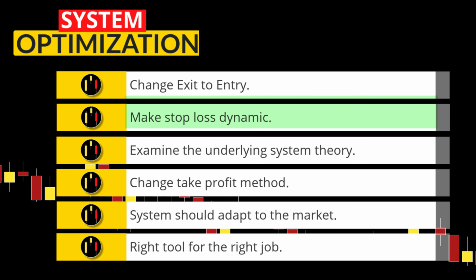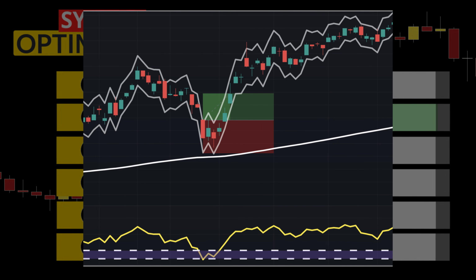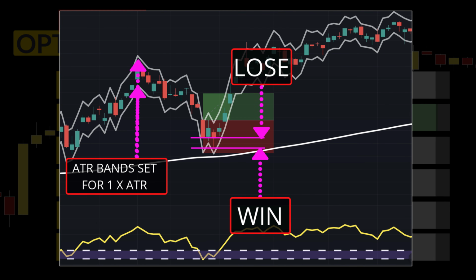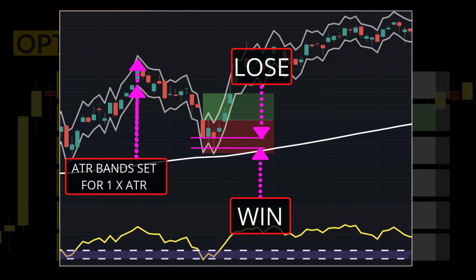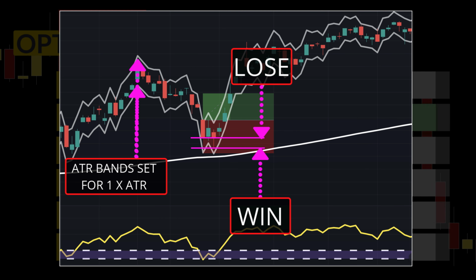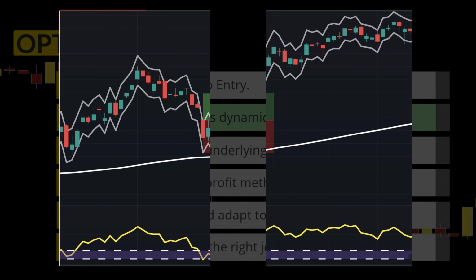The second item to add is changing the stop loss level to 1 times the ATR. Looking at the same chart and adding the ATR band set to 1 time the ATR, we can see that even with the original entry method, this trade would have been saved among many others.